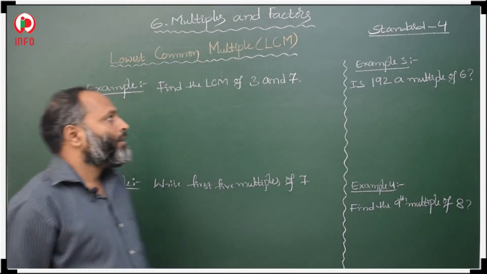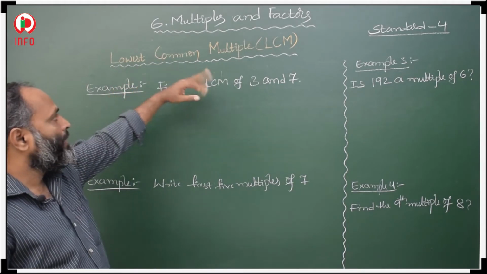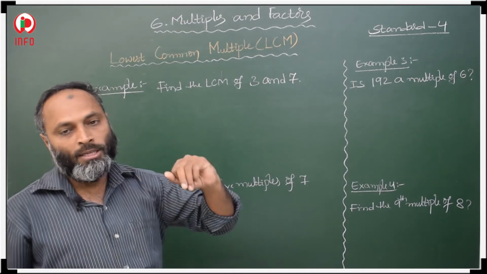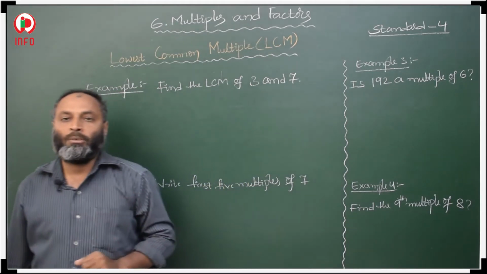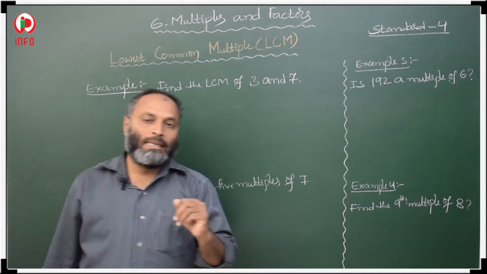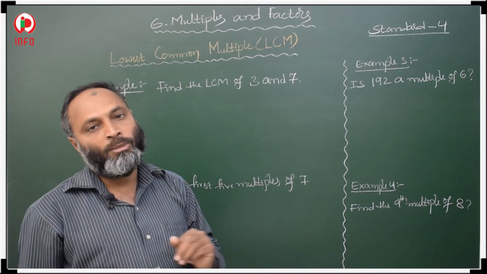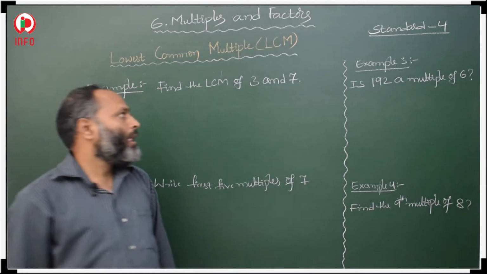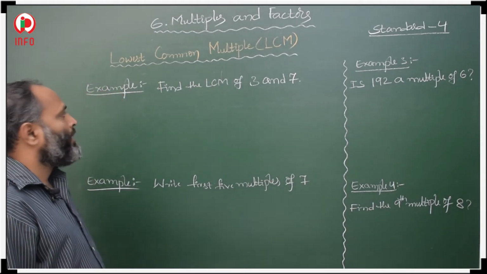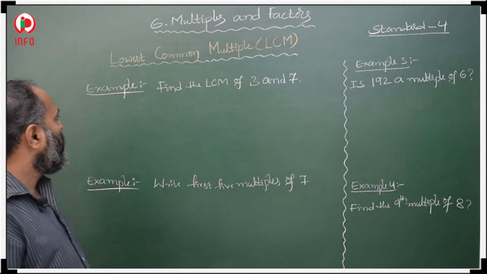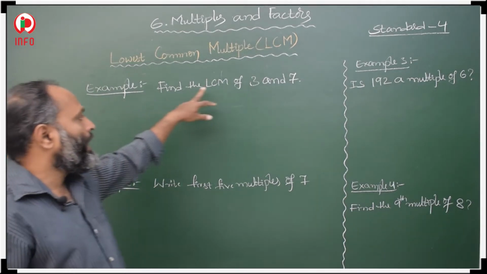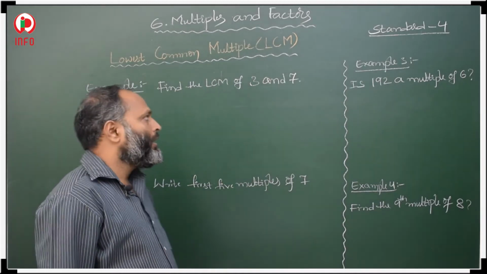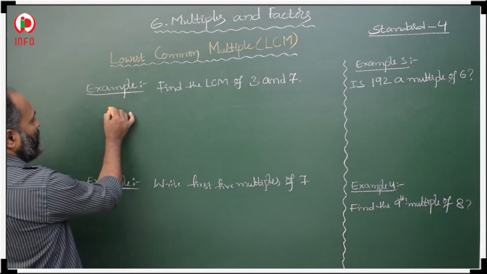Next topic: lowest common multiple, otherwise called least common multiple, that is LCM. So what is least common multiple? This is a very important concept. Let's see how to find the least or lowest common multiple. In the example, find the LCM of 3 and 7. LCM means least or lowest common multiple. First of all, we have to write the multiples.